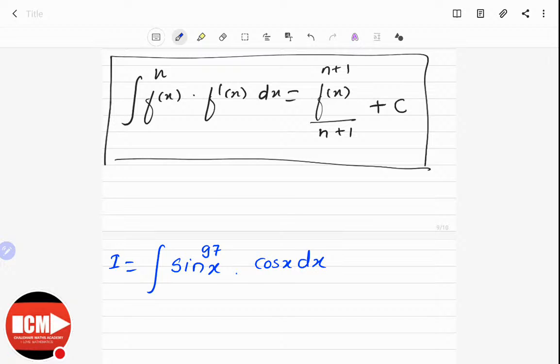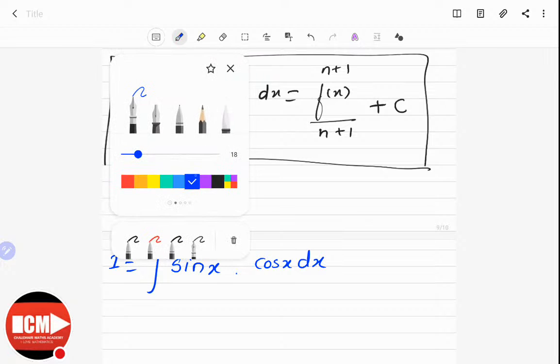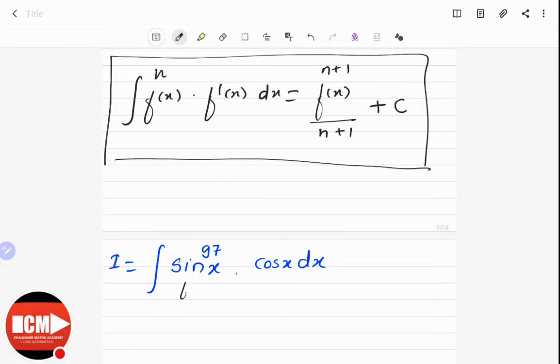Many times I observe students get confused with this kind of question. But friends, don't get confused with this index 97. It is not about that index. It is sine raised to 97x into cos x dx. Please observe, the function in this case is sine x, and you know that the derivative of sine x is cos x. So please type your final answer then.